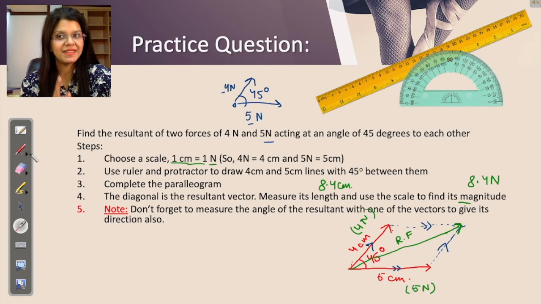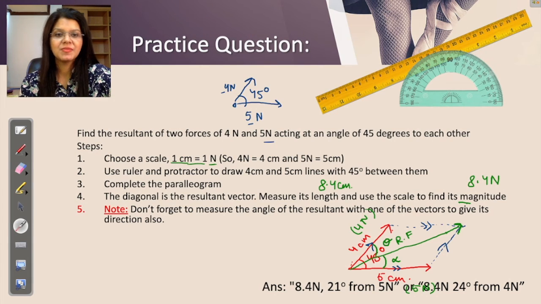So you have to give the direction as well. Either you measure this angle, say this is alpha. You can say that your resultant is 8.4 newtons at alpha degrees from 5 newtons. Or you can measure this angle, say theta, and say the resultant is 8.4 newtons at theta degrees from 4 newtons, whichever way you want to give the answer.